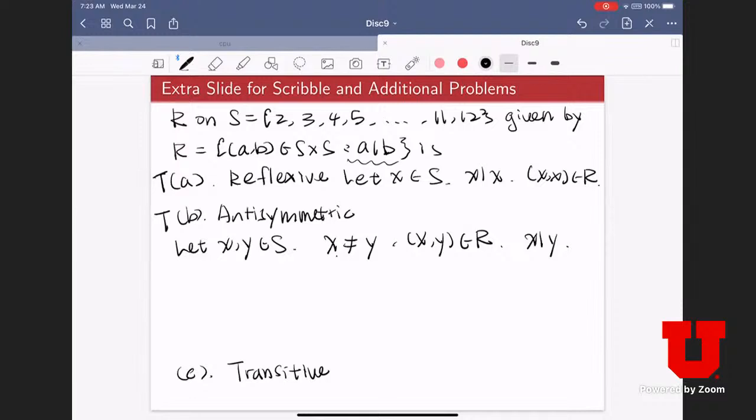So we cannot actually have the case that y is also divisible by x. So we know that (y, x) cannot be in R. This is just by the definition of the Division Theorem. And therefore, R is antisymmetric.